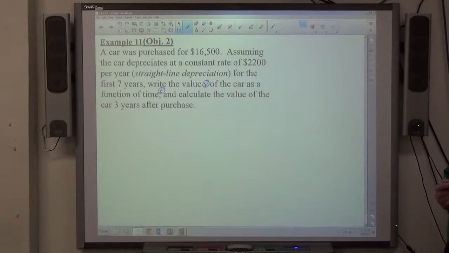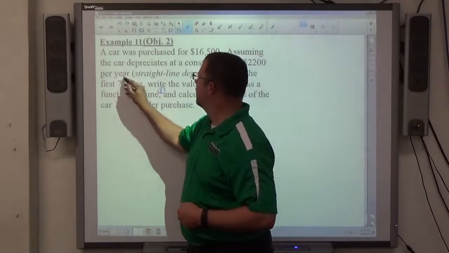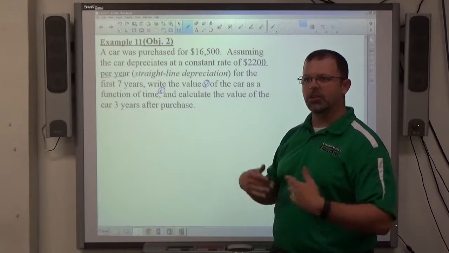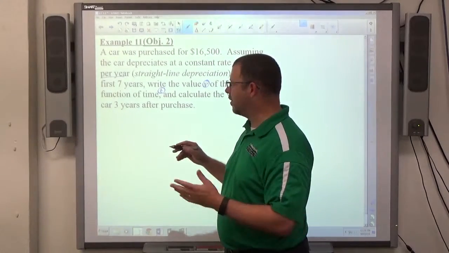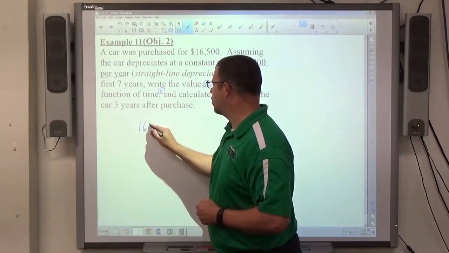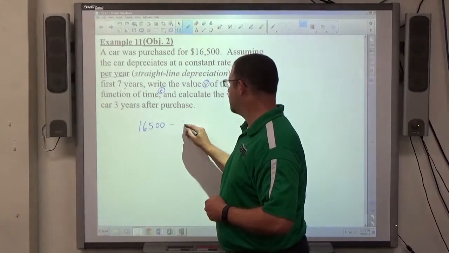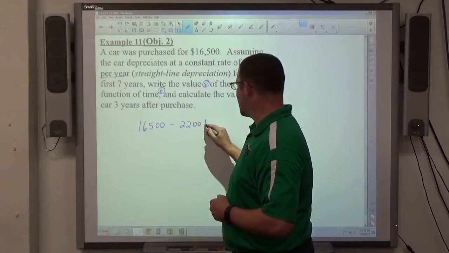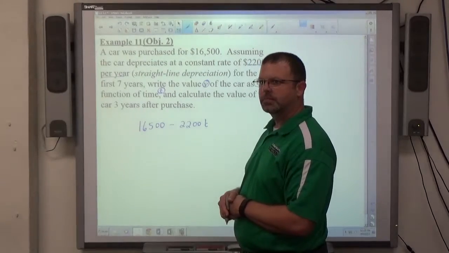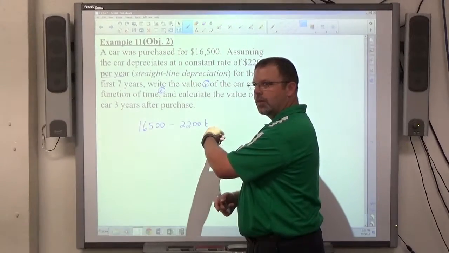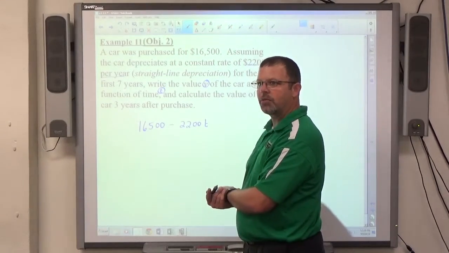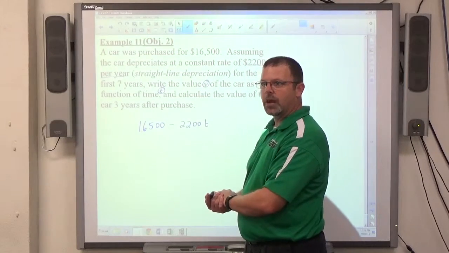All right? Initially, the car costs $16,500, right? That's its initial value. That's what it starts off at. Every year, we're going to lose $2,200, losing a subtraction. Okay, so to establish a cost of this car after any given amount of time, we take how much the car was worth to begin with, we subtract the depreciation amount times the amount of time it takes. So if T is 1 year, 2,200 times 1 is $2,200. Take away, you get $14,300 after 1 year. Next year, take away $2,200 and so on.